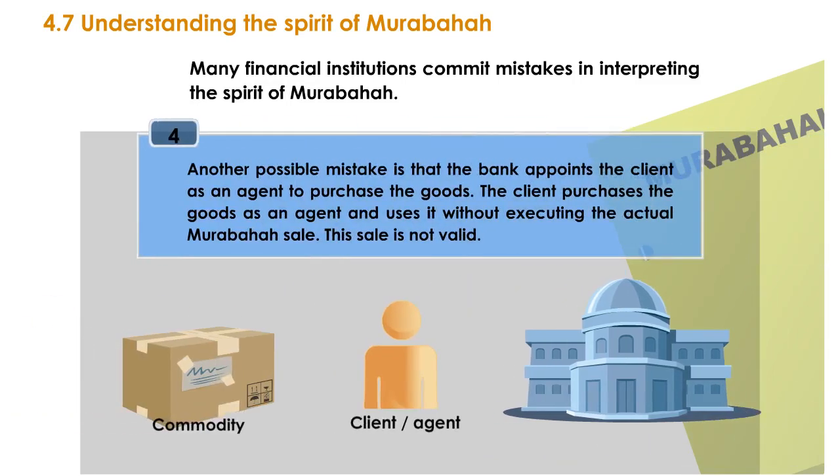Another possible mistake is that the bank appoints the client as an agent to purchase the goods. The client purchases the goods as an agent and uses it without executing the actual Murabbaha sale. This sale is not valid.